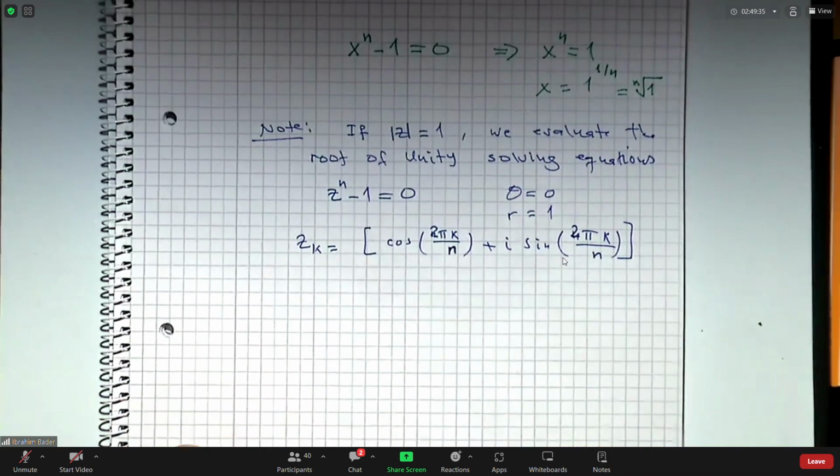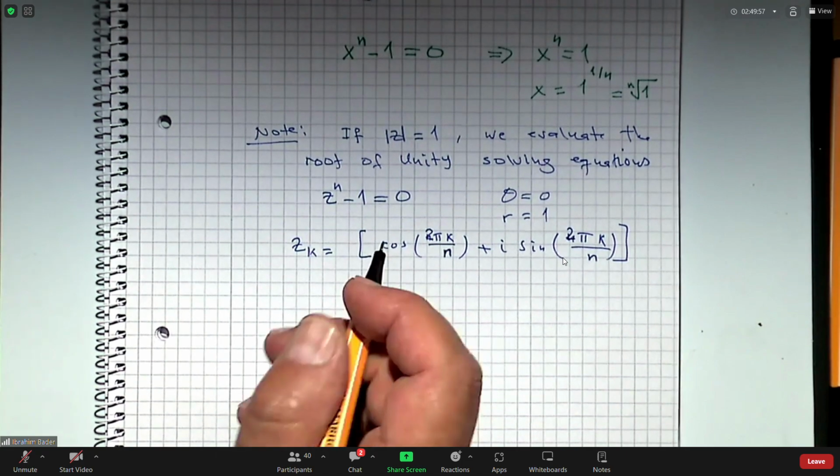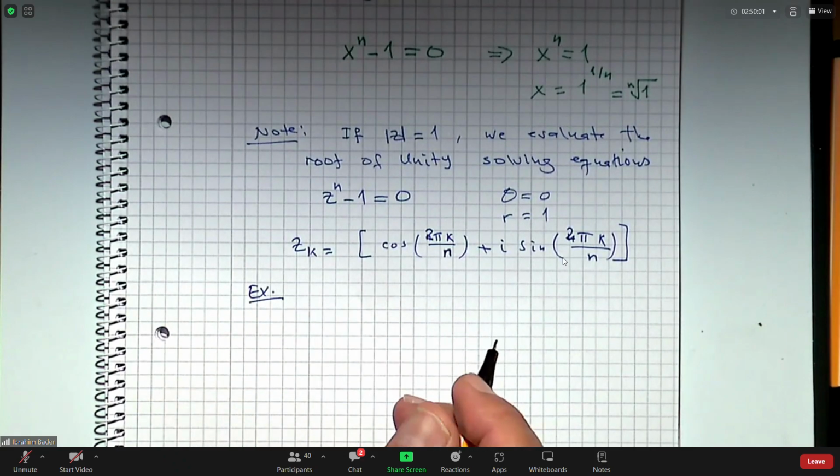So this here is what we call the root of unity. It's a special case of the previous formula where r is equal to 1. Any root of 1 is 1. And here, of course, theta is equal to 0, so no need to add or subtract it. And we are going to use this to evaluate the following example.